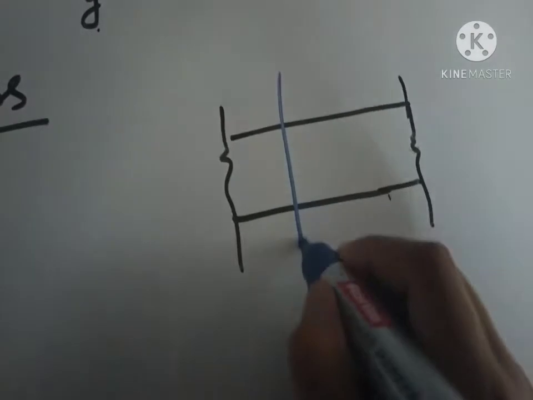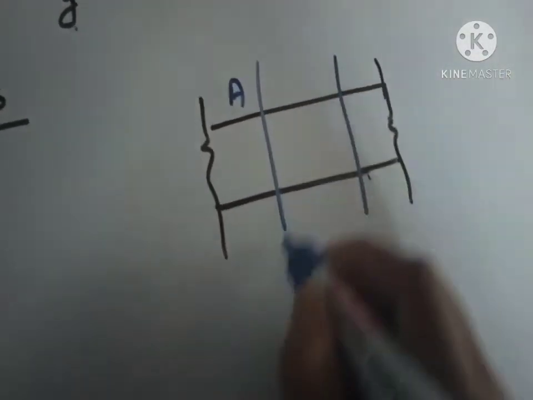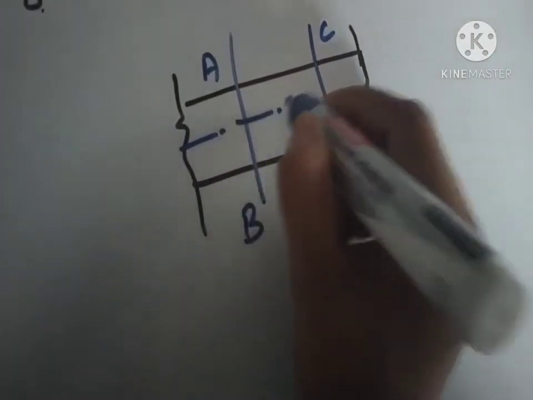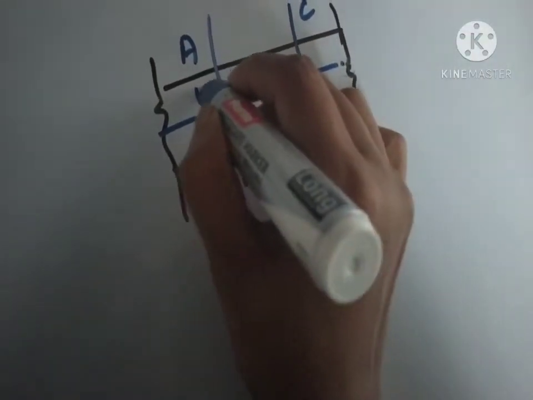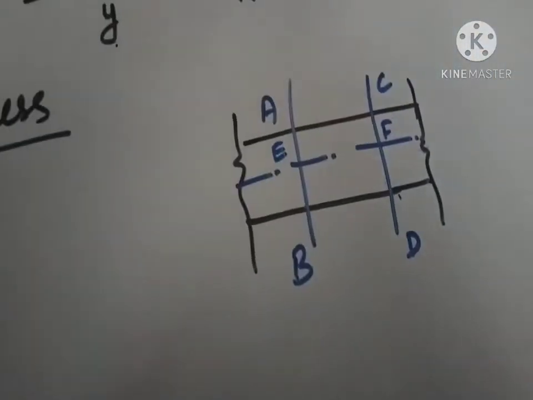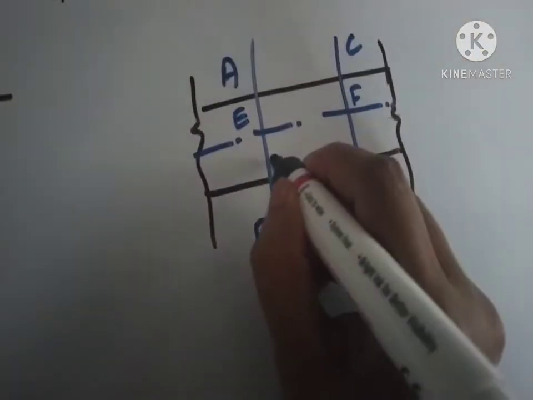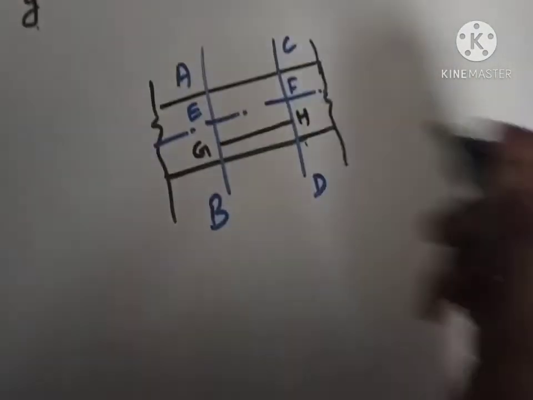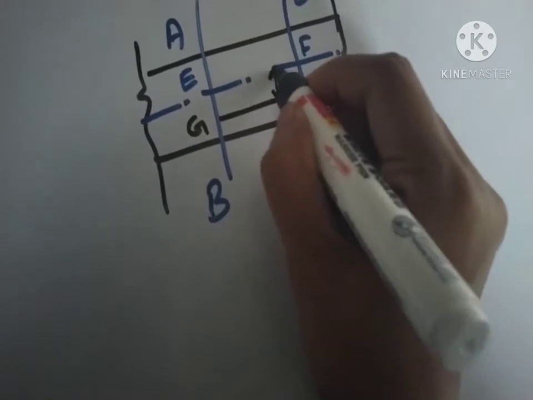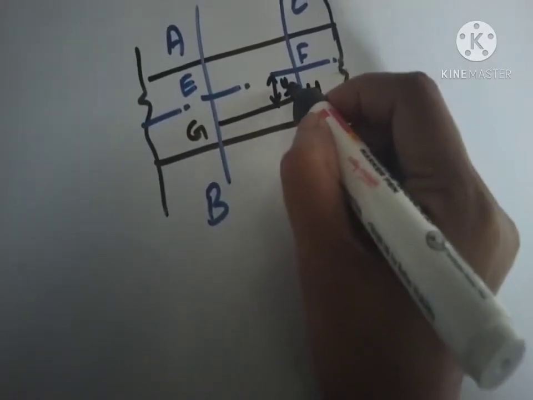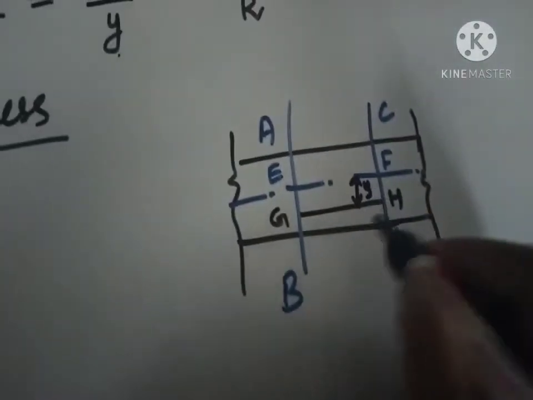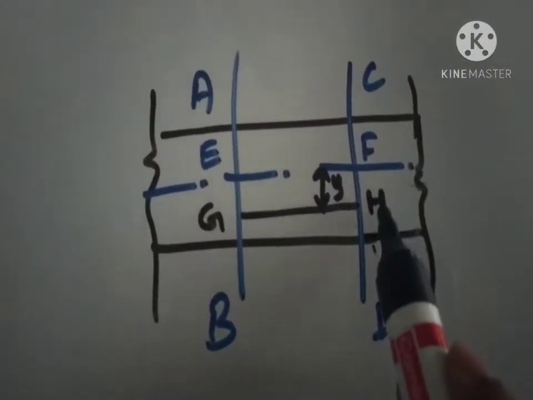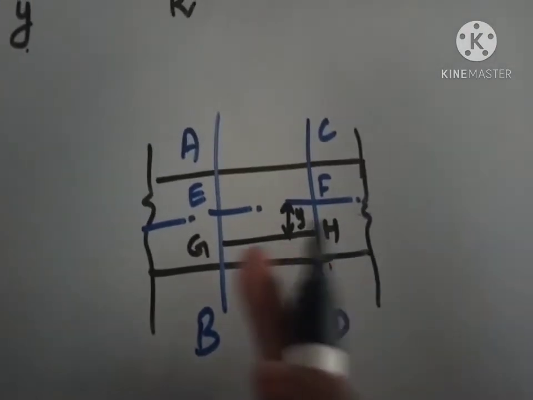Consider this portion of a beam A, B, C, D. Suppose this is the neutral axis E, F. And we are going to consider a particular layer GH below at a distance y from the longitudinal axis. EF is the longitudinal axis, and at a distance y from the longitudinal axis we are going to consider a layer GH. Okay, this is before bending.